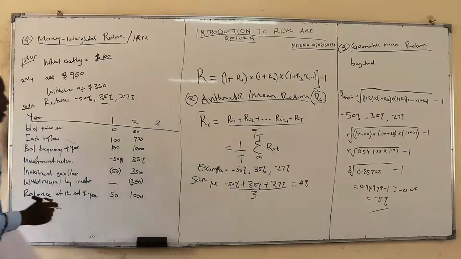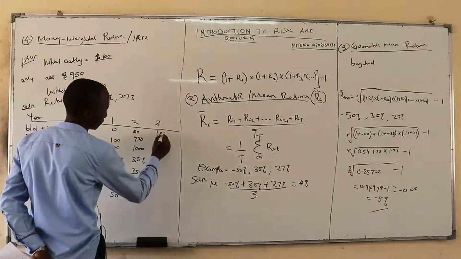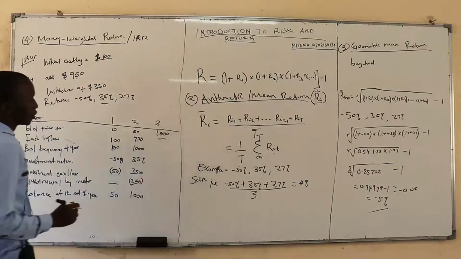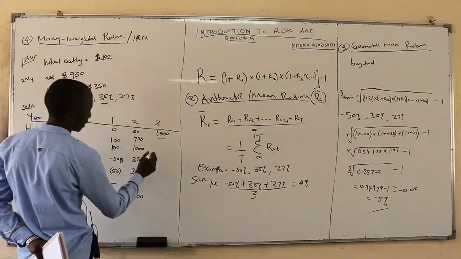And then in the third year, there was no additional input to the mutual fund by the investor, neither was there a withdrawal of any amount of money from the fund. So the balance of the previous year would be 1,000. There were no additional contributions to the fund, so the balance at the beginning of the third year will be 1,000.